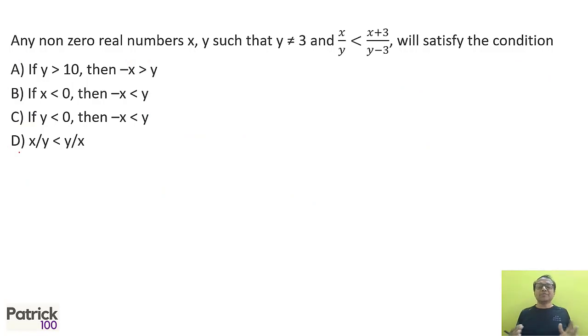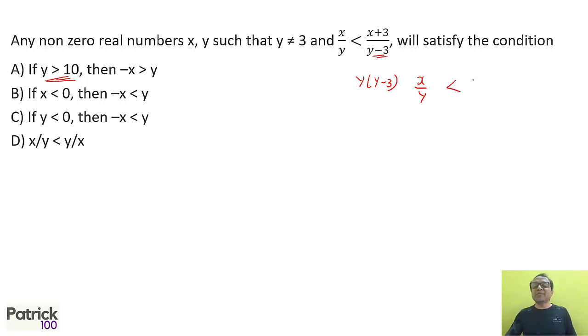Another way of going about is trying to remove the denominator. So let's take each case and solve. If I look at x upon y and x plus 3 upon y minus 3. Now if y is positive, y minus 3 is also positive. If I want to remove the denominator, I can multiply by y into y minus 3 on both the sides, using this because both are positive.